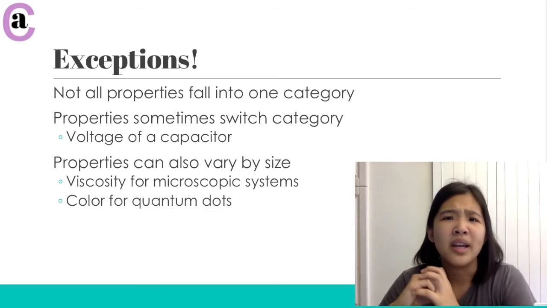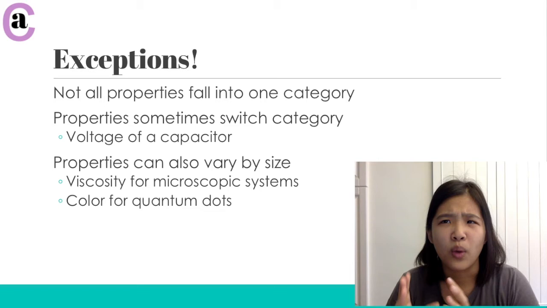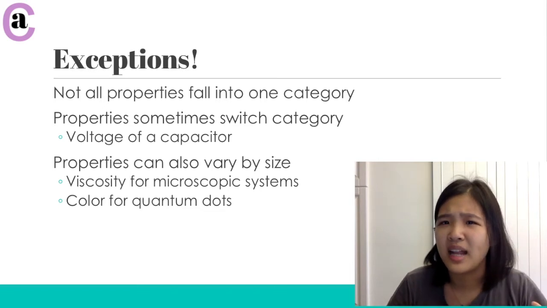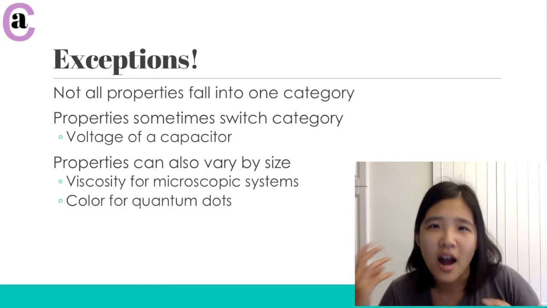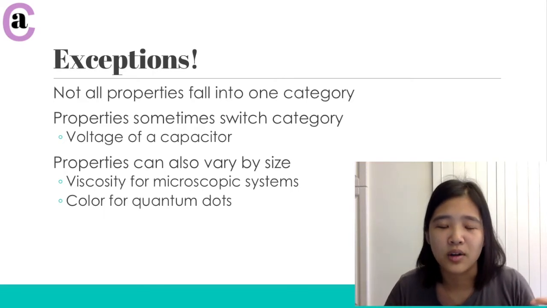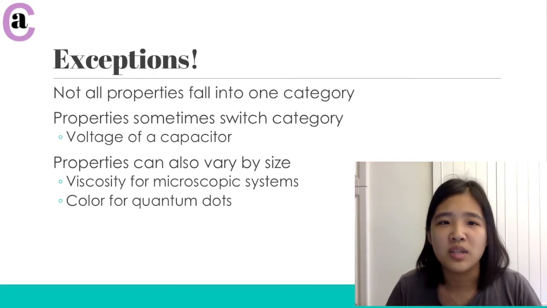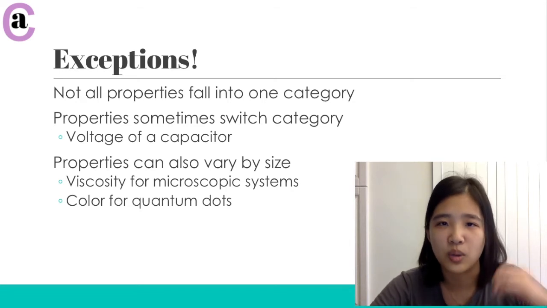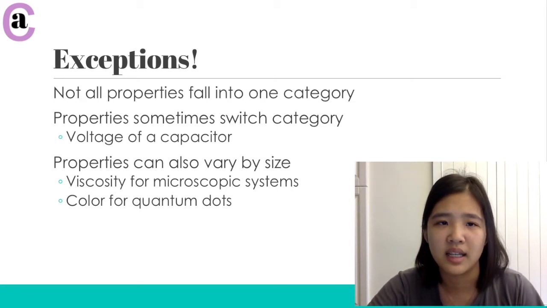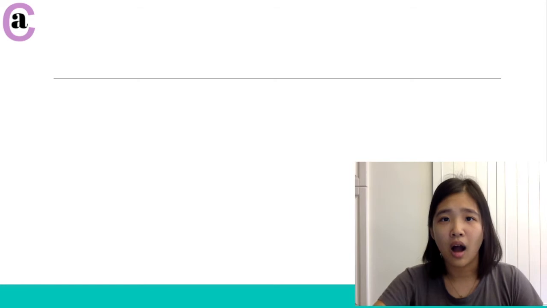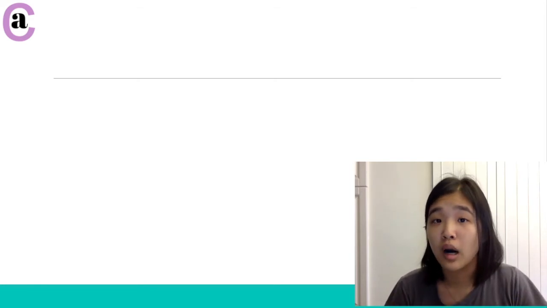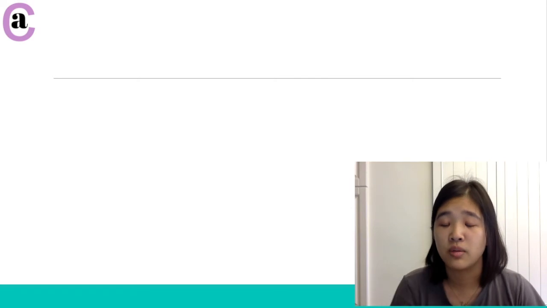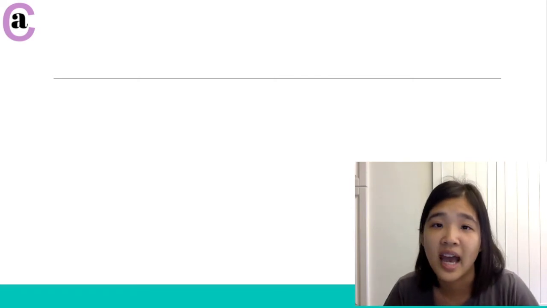So it's just a little bit weird where it doesn't exactly depend on the amount of substance, but it doesn't not depend on the amount of substance either. So it's a little bit confusing and hard to categorize into extensive or intensive exactly. All right, so that's it. It's pretty simple for the most part. Properties do fall into the extensive and intensive categories.